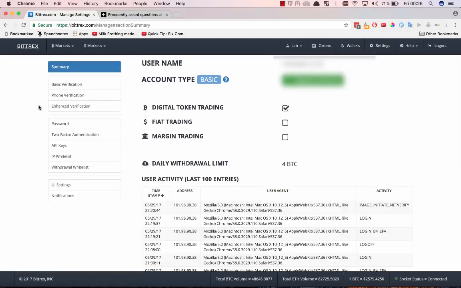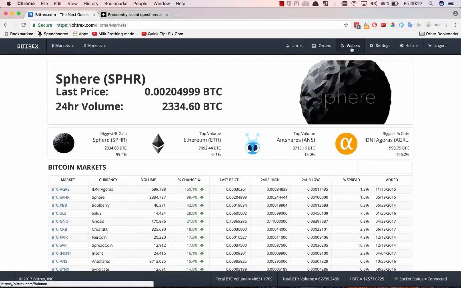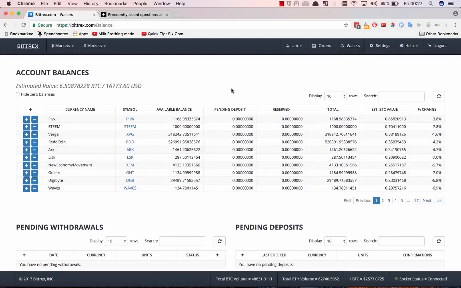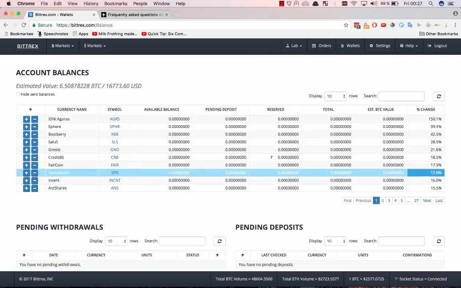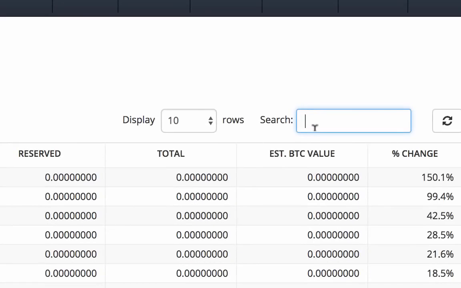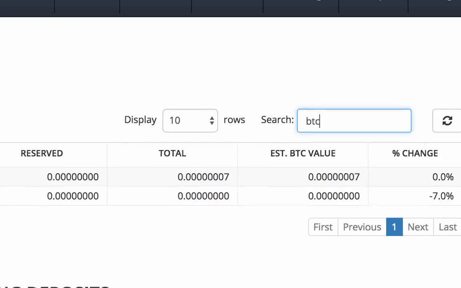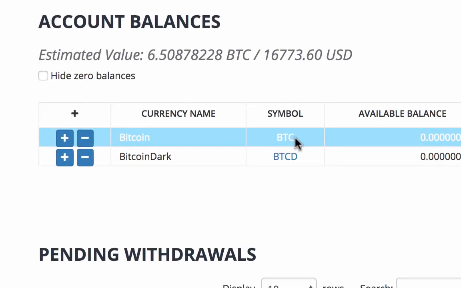Once you've done all that, you can actually start to deposit either Bitcoin or some other kind of currency. Click on Wallets. I already have my account set up with various tokens. Yours would look more like this, 0.00 balance. And that's where you have the possibility to deposit a coin. For those of you who want to deposit BTC, which is probably the majority of you, all you need to do is click on the search button here, type in BTC, and here we have it, BTC.